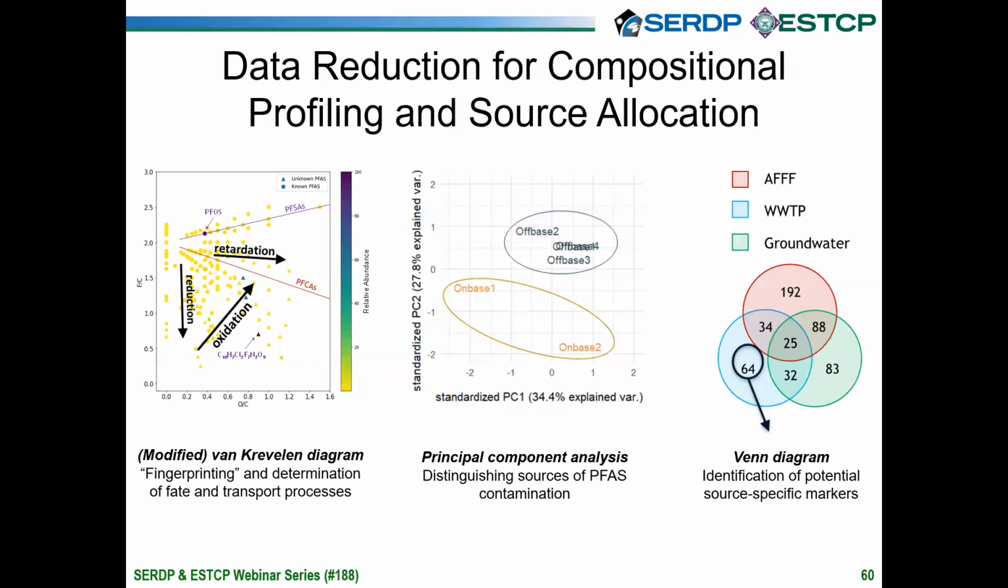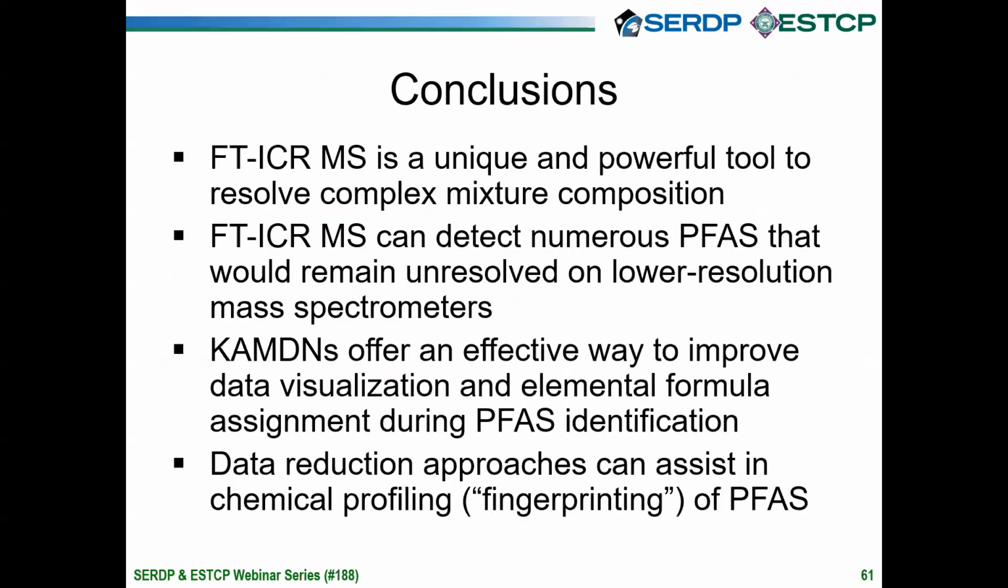And then finally, we're looking at overlap between different samples. So let's say between an aqueous film forming foam and wastewater and groundwater. But we're also looking at unique PFAS that occur in these sources so that we can possibly identify marker compounds that can later be analyzed on more widely available low resolution mass spectrometers.